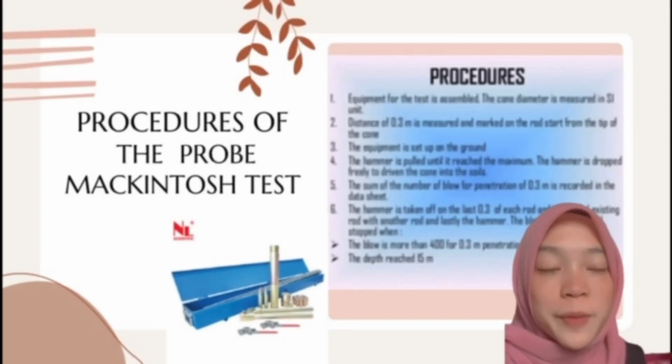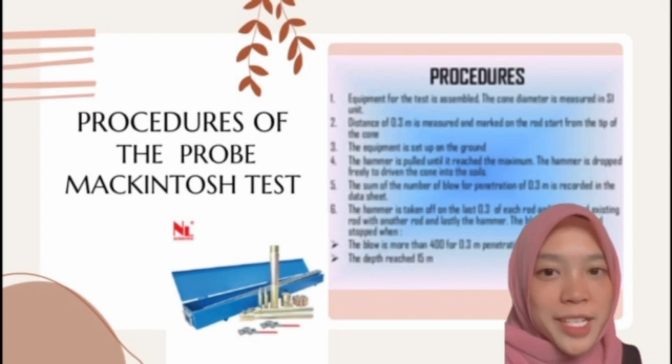Now we move to the procedure of the Macintosh probe test. Material preparation. First, all equipment for the test are assembled. The cone diameter is measured in SI unit.